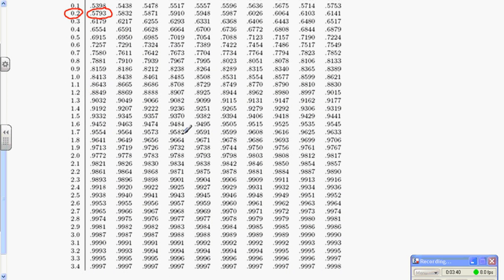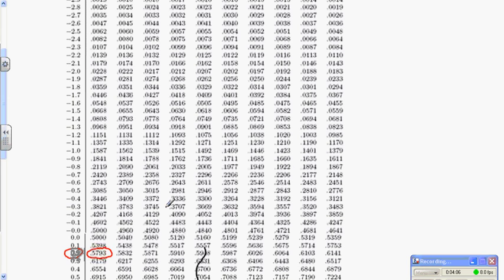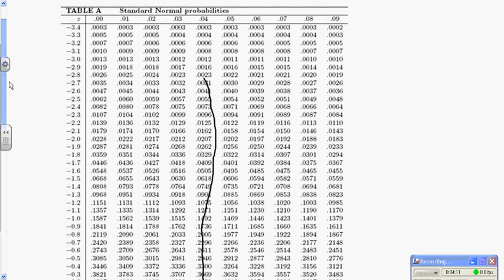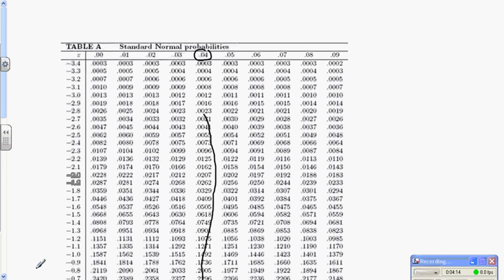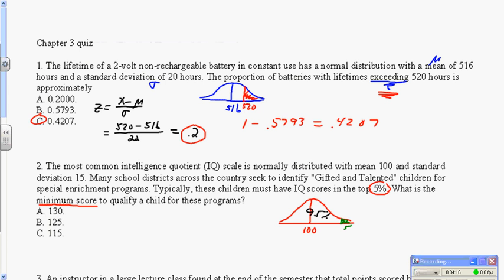Here's 0.9505, 0.9495. They're both exactly the same distance away, so we can choose either one of these. We'll see what gets us closest. Let's use this one, which would give us 1.64.